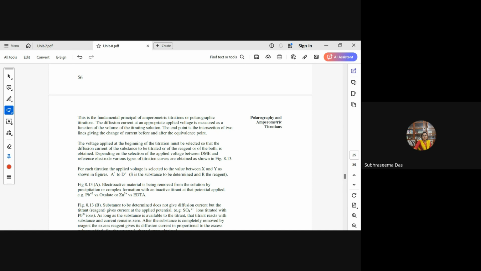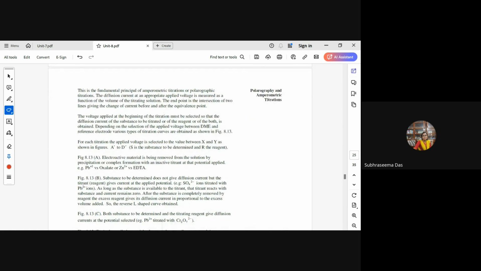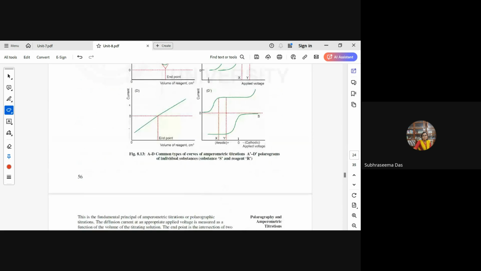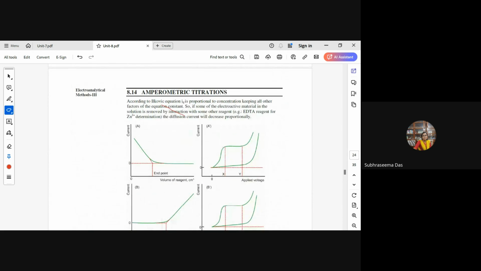Now, when we look into figure 8.13a, electroactive material is being removed from the solution by precipitation or complex formation, that is the zinc versus EDTA method in figure 8.13a. This is the amperometric titration curve, and this is the polarogram.